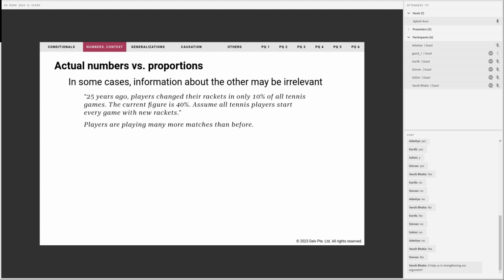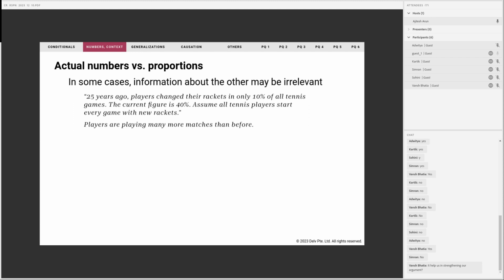In this case, I would probably say that this doesn't really help us. And why does it not help us? Because of that statement that says, assume that all of them start every game with new rackets, right? The intention behind that statement is to say that everyone starts with a new racket, so it's not like you're using the same racket for more matches, right? So that is one possibility that I was looking to plug using that statement.